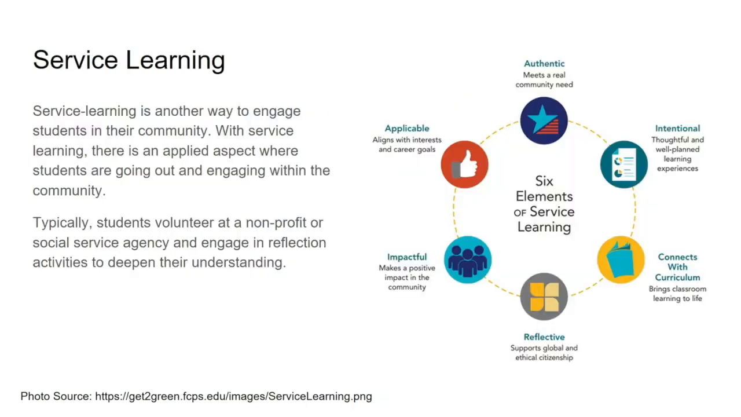This then directly relates to service learning. So service learning is another way to engage students in their community. With service learning, there's an applied aspect where students are actually going out and engaging within the community. This might typically look like students volunteering at a nonprofit or a social service agency and engaging in that reflection activity to deepen their understanding. So there's 6 elements of service learning. Is it authentic? So making a real community need.